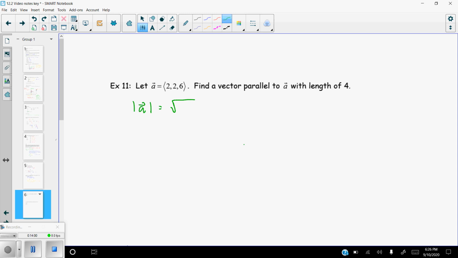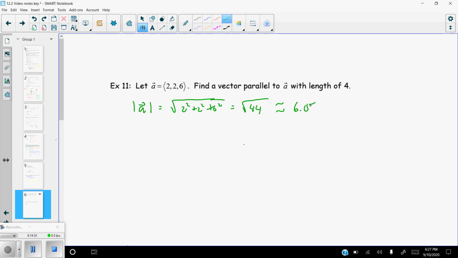So the magnitude is going to be the square root of 2 squared plus 2 squared plus 6 squared. So what is that? 4 plus 4 is 8, plus 36 is 44. So we've got the square root of 44. It does not simplify to a nice easy number. I mean, you could write it as 2 root 11 if you wanted to, but just for the sake of argument, that's approximately a length of 6.5. Definitely not a unit vector.